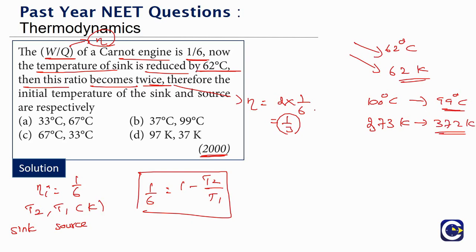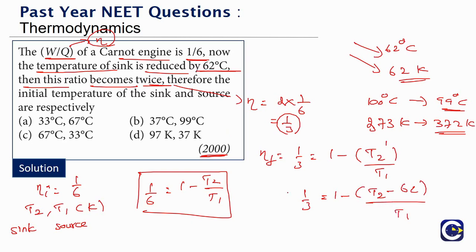So in the new final case, eta final is 1 by 3, that is 1 minus T2 dash. The sink temperature T2 is changing, but T1 is as it is. So 1 minus T2 dash, where T2 dash is T2 minus 62, it is decreasing by 62, divided by T1. This is our relation 2. So we have two relations here, and both T1 and T2 are unknowns. By solving them, we will be able to get them.